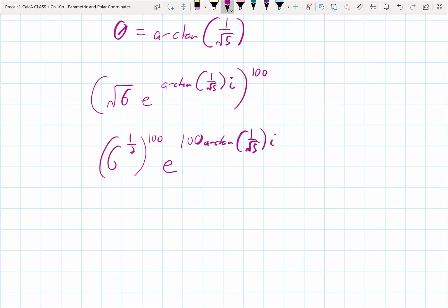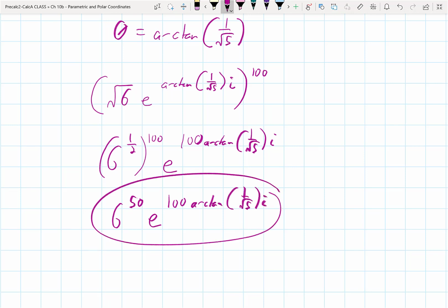So 6 to the 1/2 to the 100 is just 6 to the 50th, e to the 100 arctangent of 1 over √5 i. And that would be an exact answer. You don't need to really do anything with that. So those are some extreme examples of what you're doing, converting into a polar form and then performing the operation that is made easier by converting it into polar form.